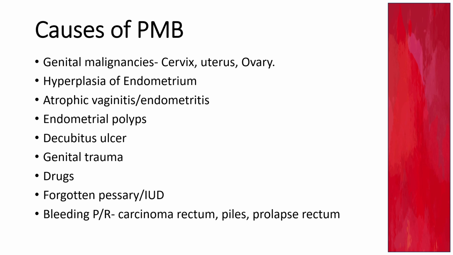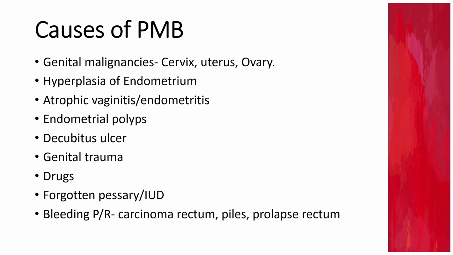Endometrial polyp is not an uncommon cause, especially in patients with recurrent postmenopausal bleeding. In women with long-standing prolapse, it may lead to decubitus ulcer. The vagina being very thin in the menopausal woman due to estrogen lack, it will be easily traumatized, and coital trauma is not so uncommon. Another important cause is drugs.